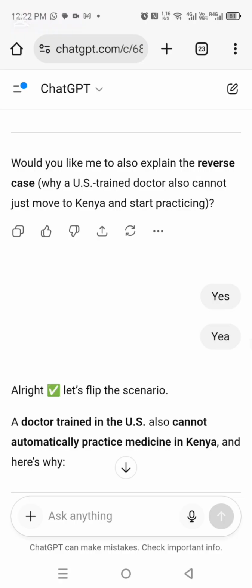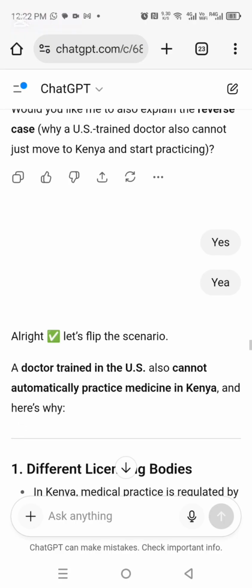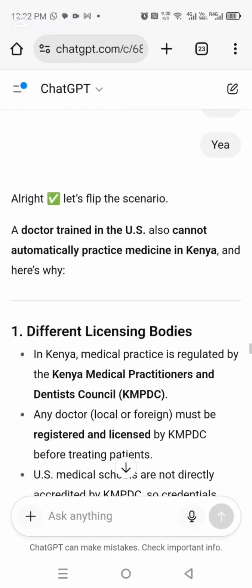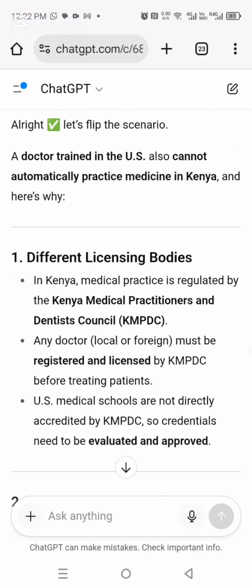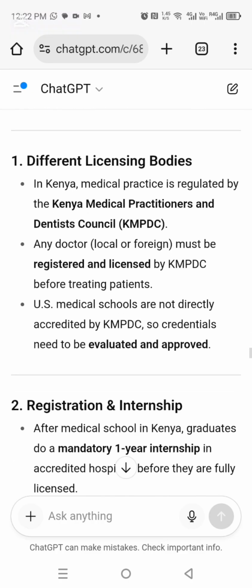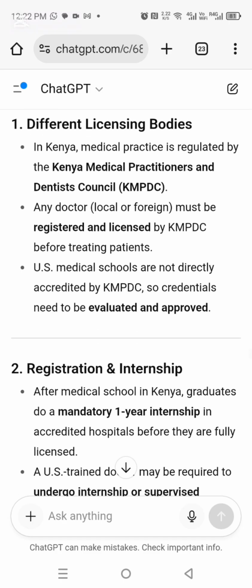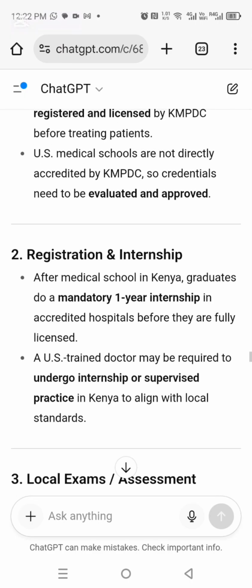it asks me, would you like me to explain the reverse case where a US trained doctor also cannot just move to Kenya and start practicing? So I was like, yeah. So the doctor trained in the US cannot, because of different licensing bodies. Kenya medical practice is regulated by KMPDC, and any doctor, local or foreign, must be registered and licensed by KMPDC before treating patients. US medical schools are not directly accredited by KMPDC, so credentials need to be evaluated and approved.